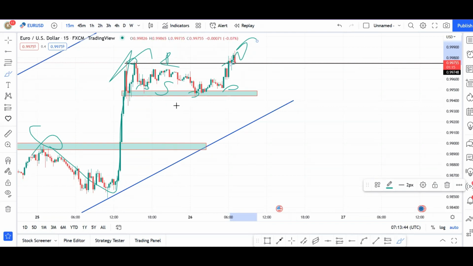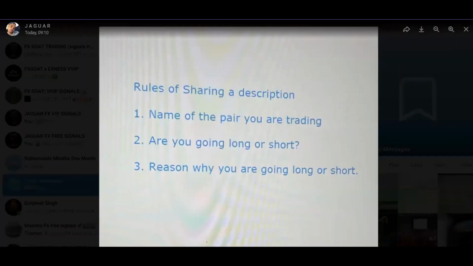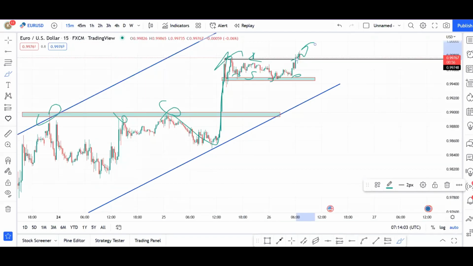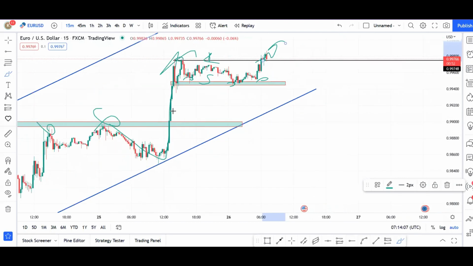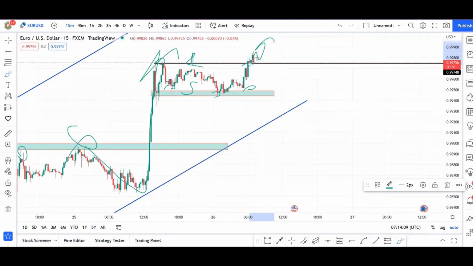Looking weak. Okay, fine. I shared the rules of the house. I said the rules of the house. You name the pair you are trading. Are you going for longs or shorts? And the reasons why you anticipated that particular movement. So I'll wait for the people to send me the first description of the day.